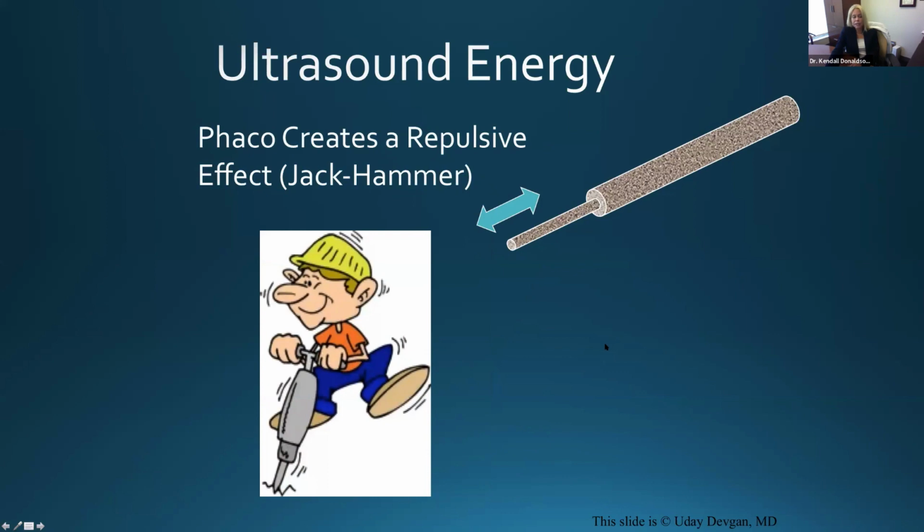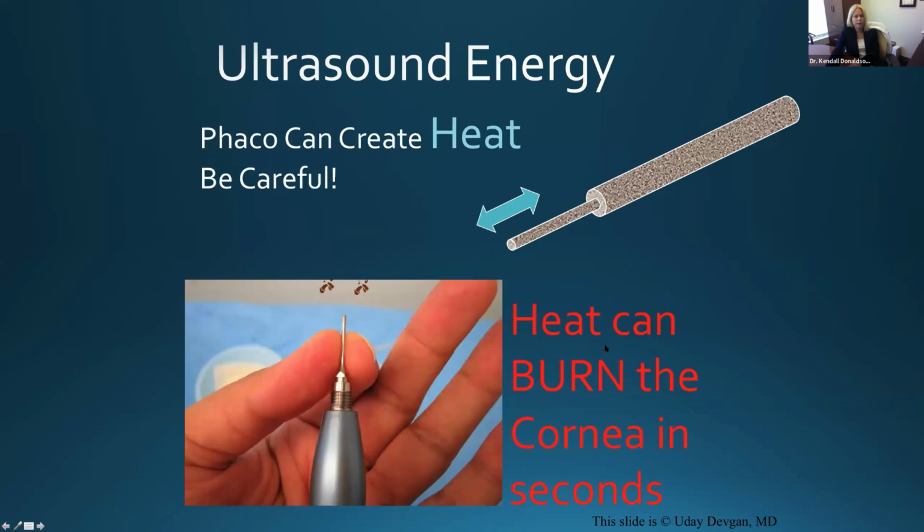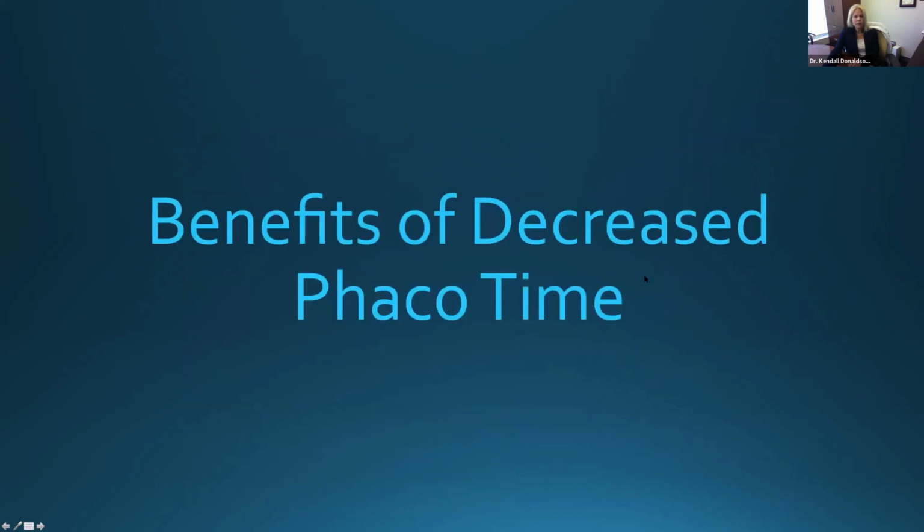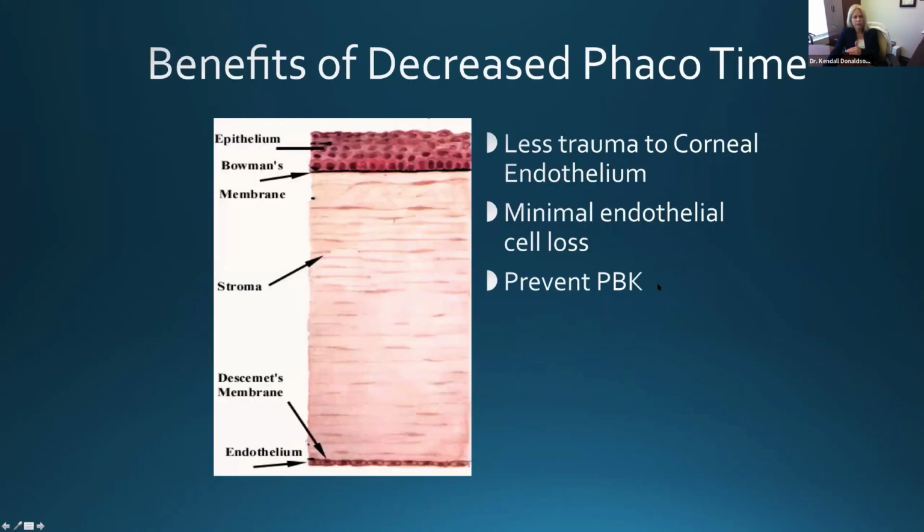But it's basically like a jackhammer effect. We're releasing energy into the eye, and we want to release the least amount of energy, use the least amount of ultrasound possible. We can burn the cornea in seconds. You know, fortunately, with all these innovations, wound burns are very uncommon these days, but still in a very dense cataract, this could happen. So we want to make sure we have good flow, and we want to make sure we maintain our anterior chamber and use the lowest power settings that we can to get rid of this cataract. So we want to make sure that we can decrease our phaco time. Okay, basically that's our goal.